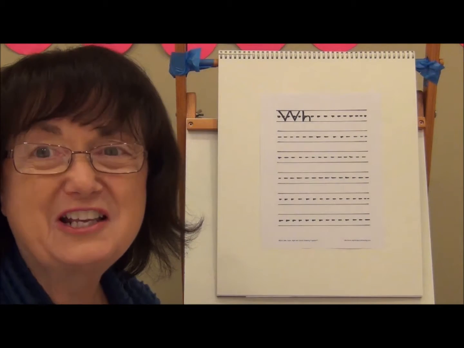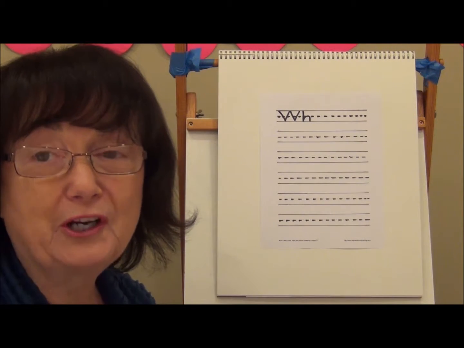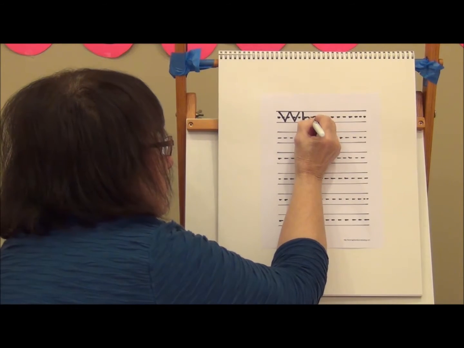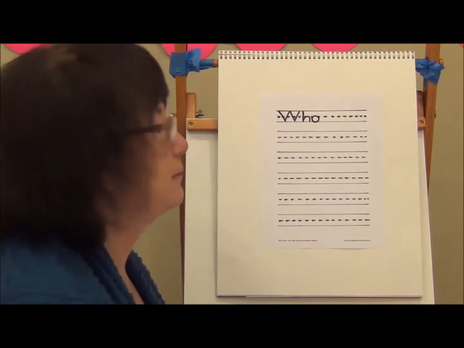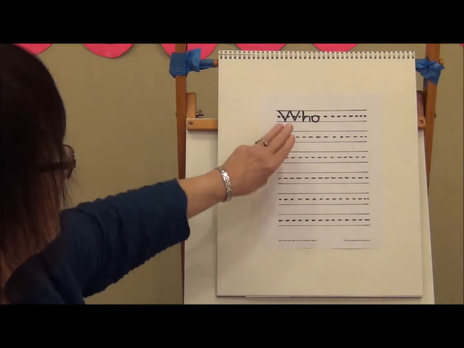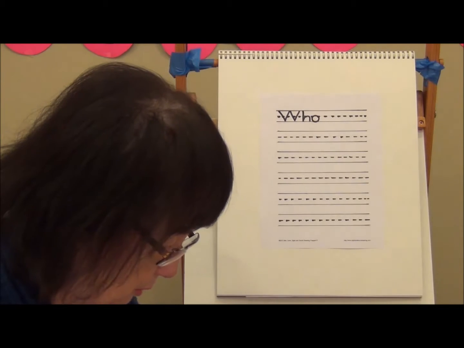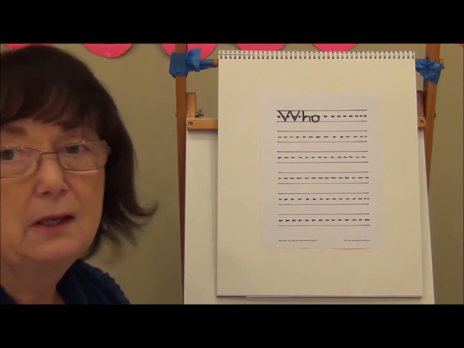The ending letter in the word who is an O, a lowercase O. So we're going to start in the middle, and we're going to come around and make this O. This is W-H-O, and that word says who. Who.